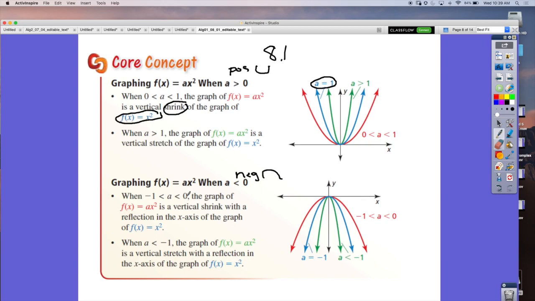When A is greater than 1, it's a stretch. Now, when it's negative, if it's between 0 and -1, again, it's a shrink. If it's less than -1, it's a stretch. Okay, so now let's do these.